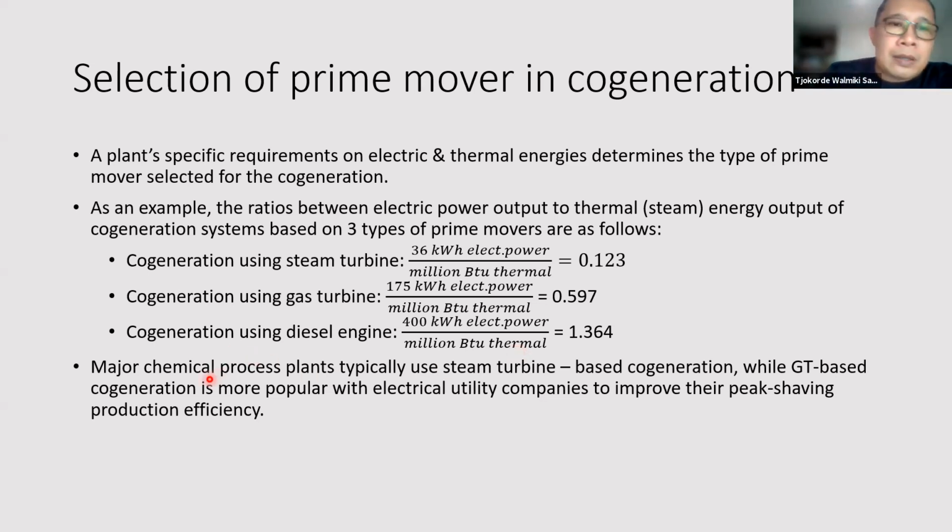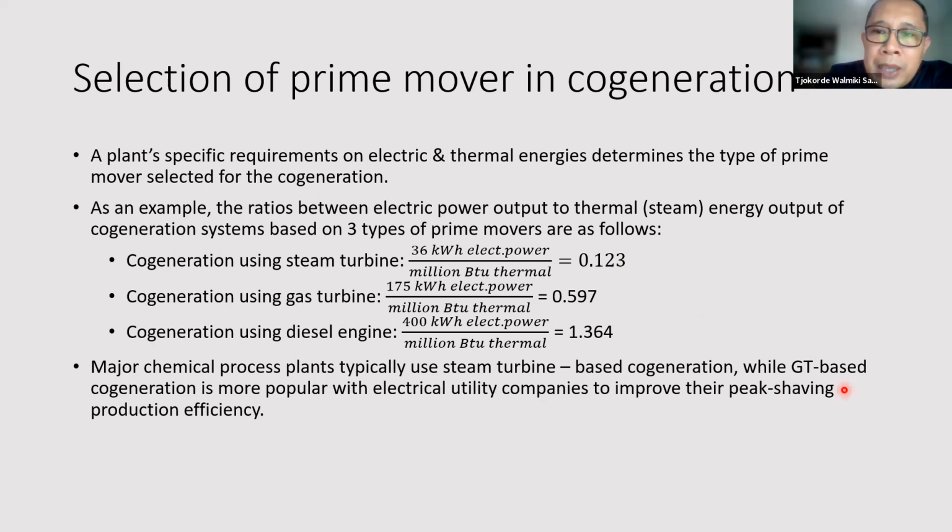Most chemical process plants typically use steam turbine based cogen, because usually, not always, I should emphasize not always, but most chemical process plants need more steam heating, and the electric power they get as a bonus.